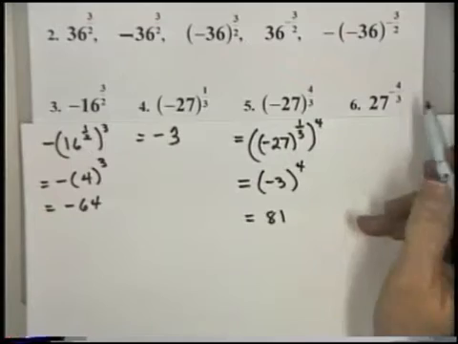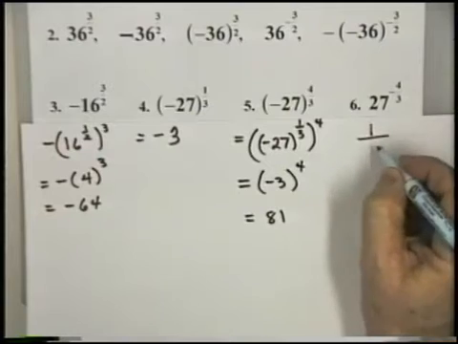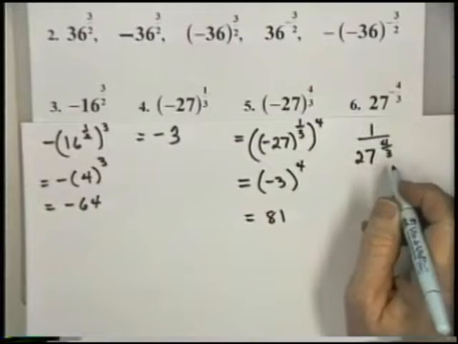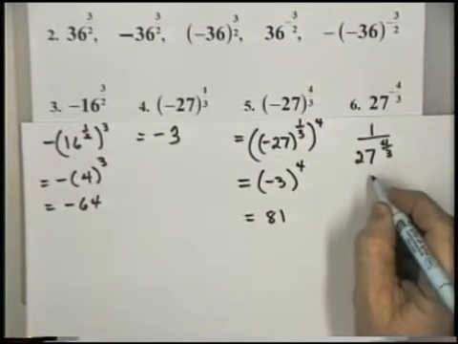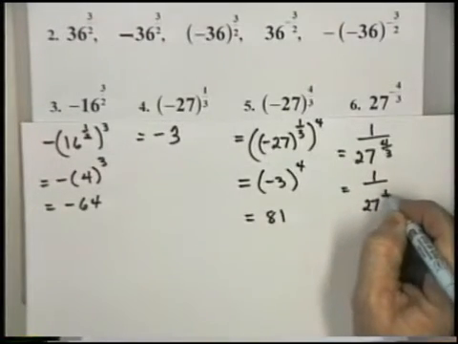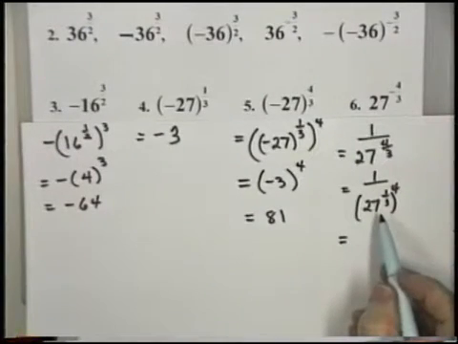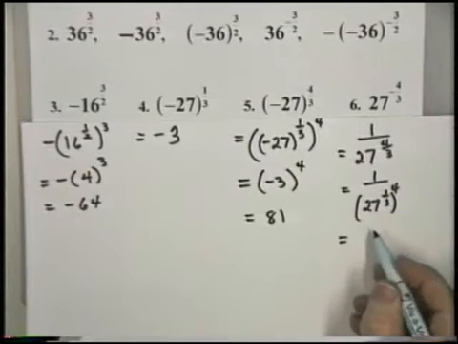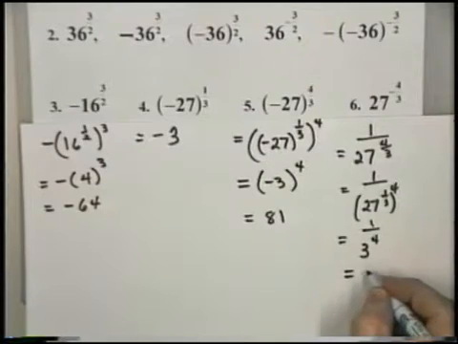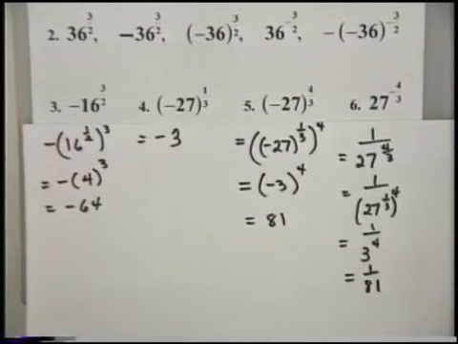So now the last one in this group, 27 to the negative 4/3. Well, we got a negative exponent, so we'll first write that as 1 over 27 to the positive 4/3. And now we know that is 27 to the 1/3 raised to the 4th power. And the cube root of 27 is 3. So we have 1 over 3 to the 4th, or 1 over 81.